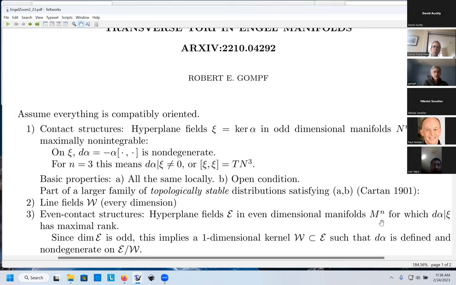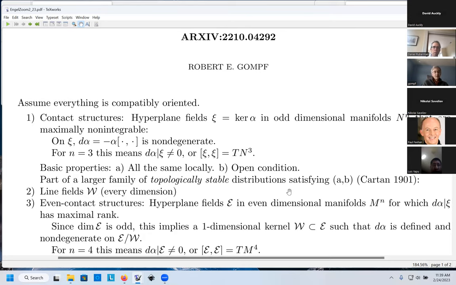And in particular, in dimension four that I want to focus on, once again, when we look at E mod W, that's two-dimensional in this case. So asking for non-degeneracy is the same as asking for D alpha on E to be nowhere zero. And by the same reasoning as before, if we phrase that in terms of Lie brackets, it says that we can get the entire tangent bundle of the four manifold by bracketing things in E.